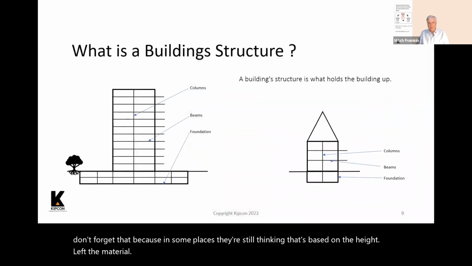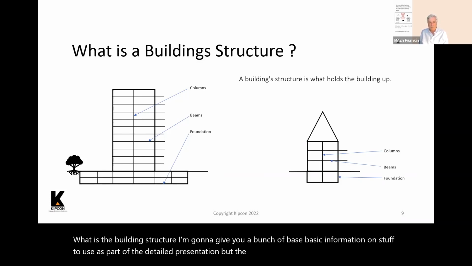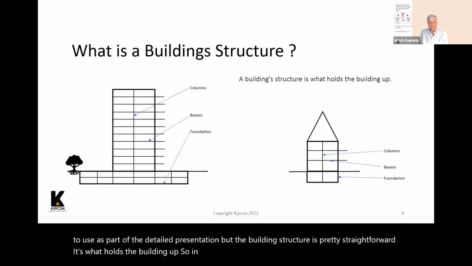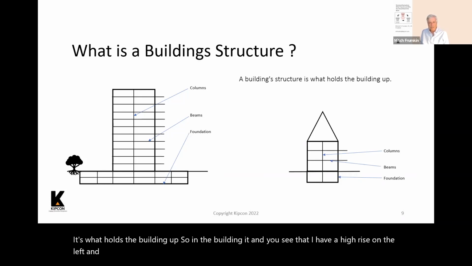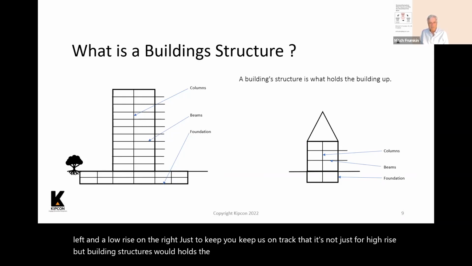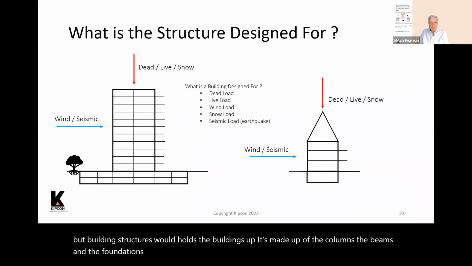What is the building structure? I'm going to give you a bunch of basic information to use as part of the detailed presentation. But a building structure is pretty straightforward. It's what holds the building up. So in a building, and you see that I have a high rise on the left and a low rise on the right, just to keep us on track that it's not just for high rise. But building structure is what holds the buildings up. It's made of the columns, the beams, and the foundations. So that is what the building structure is.